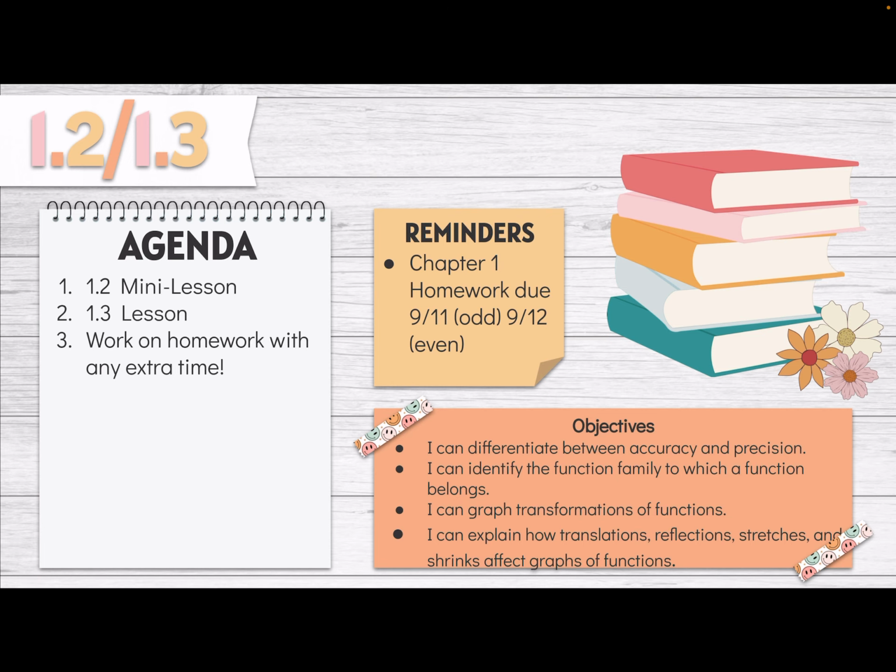So today's agenda, 1.2 mini lesson, 1.3 lesson, and then homework with any extra time. Remember, your homework is due either 9/11 if you're odd or 9/12 if you're even. Our objective, so for 1.2, we're just talking about accuracy and precision, differentiating between the two. When we get to 1.3, we're going to start on these objectives. I'm not sure if we will get all of these objectives done in this video or if next class we'll talk about them. But we're talking about transformations, basically.